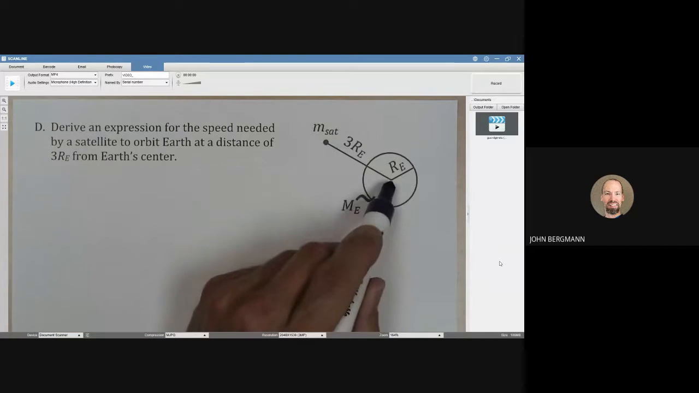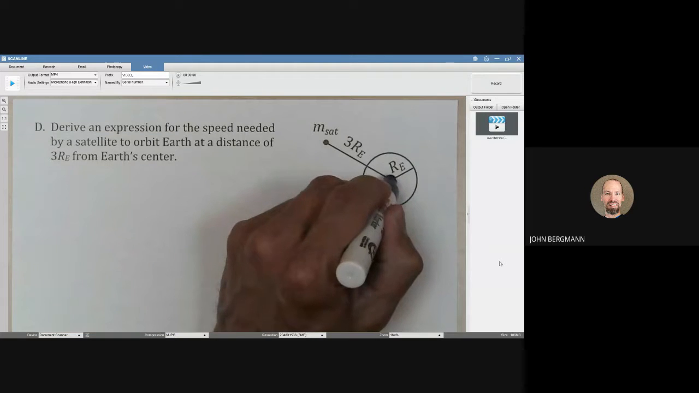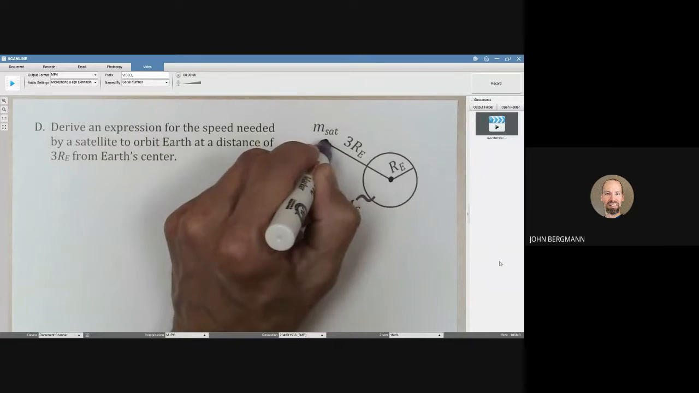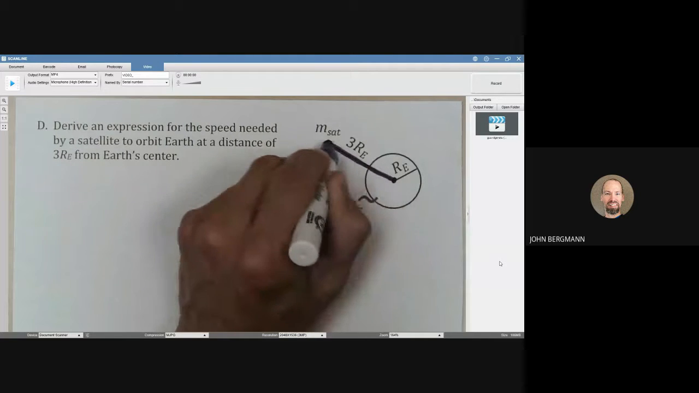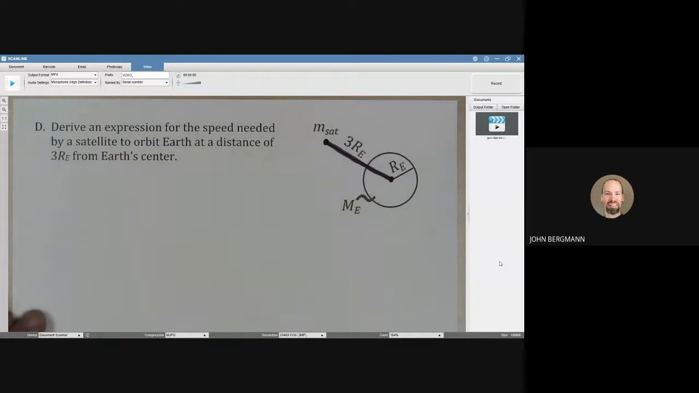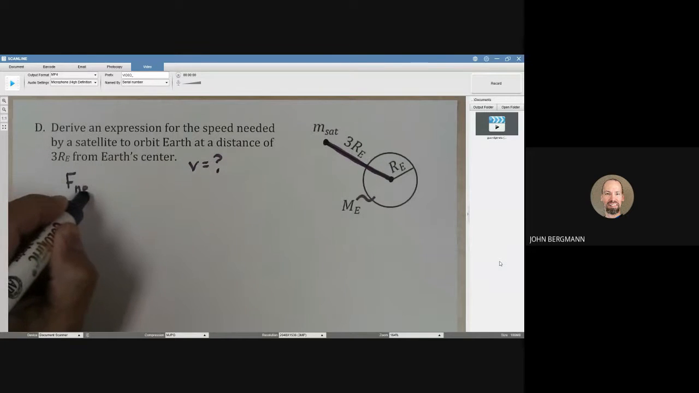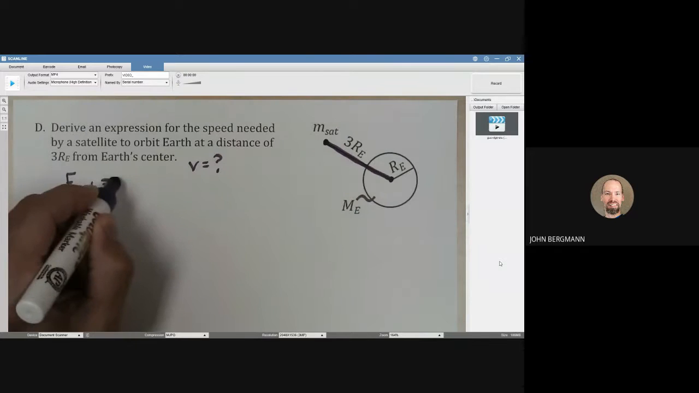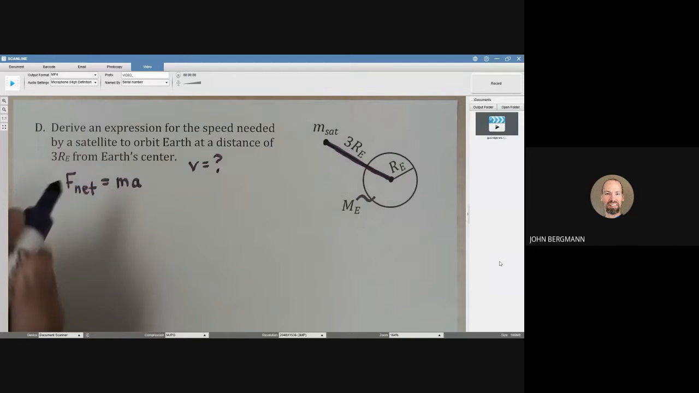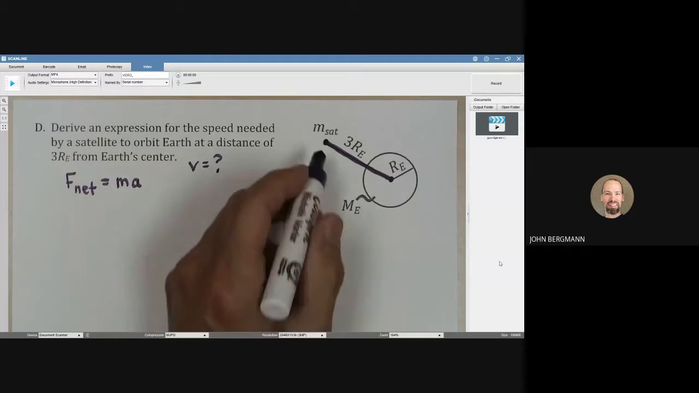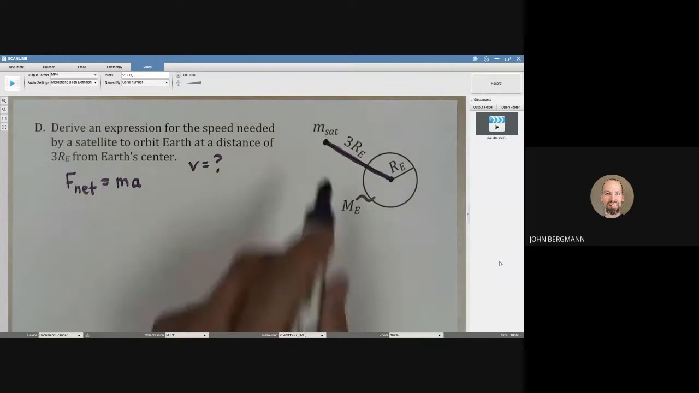of the Earth. From right there to right up there, that's 3 RE. And we want to know what the speed is. That's what we're after. When in doubt, it's a good idea to go to Newton's second law. Let's see if that gets us anywhere. The net force should equal the mass times the acceleration. All right. And we're dealing with the satellite. The satellite is the object.